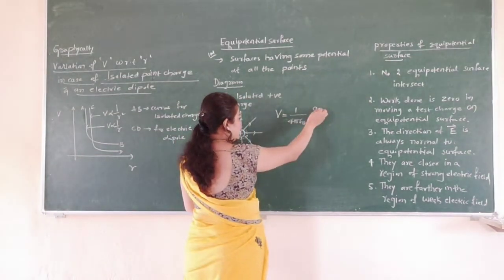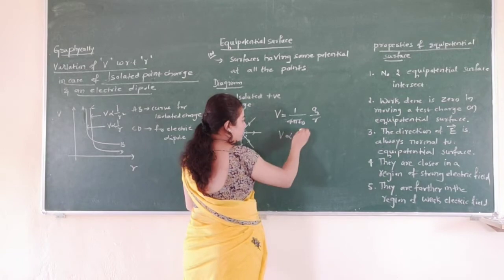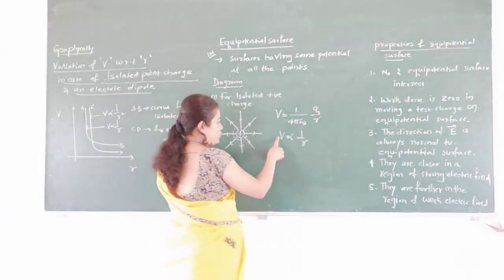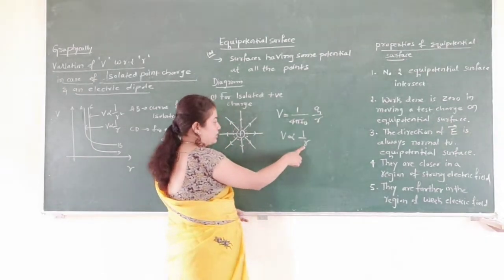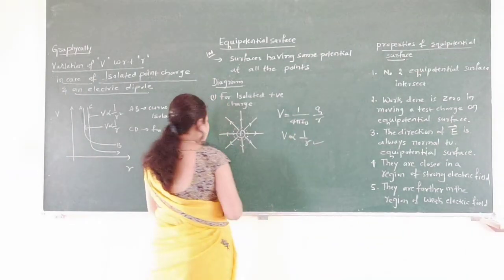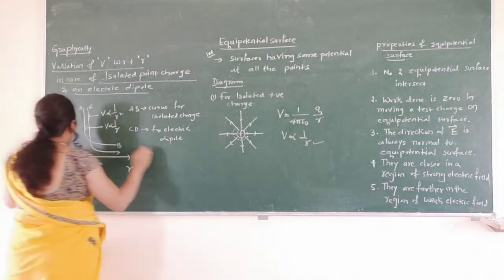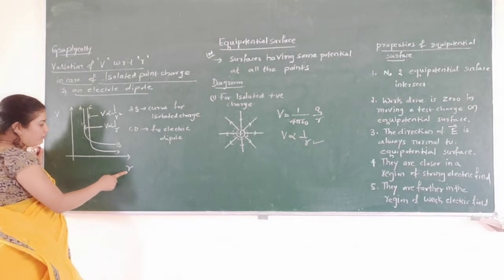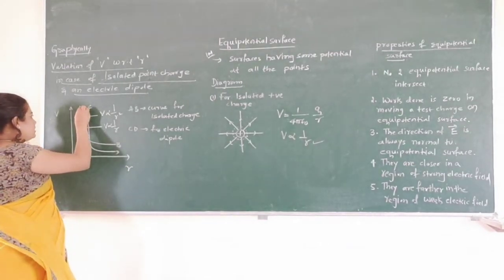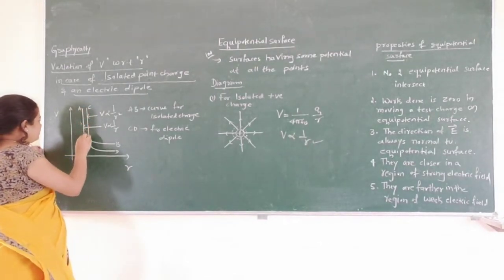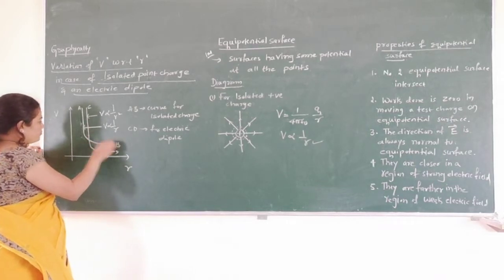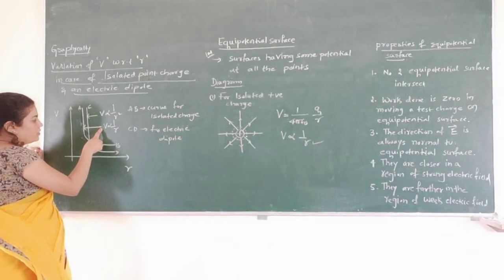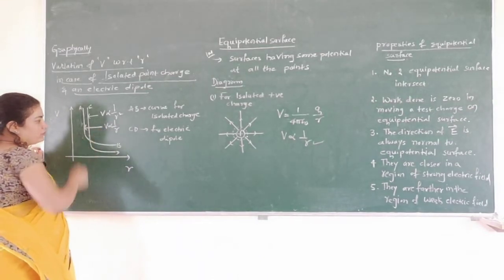For a given charge, the rest is constant, so V is inversely proportional to R. This is how electric potential varies with distance in the case of an isolated charge. If R increases, V decreases. Here we have represented it graphically. This is the variation of potential with respect to distance. For an isolated charge, this AB curve represents the variation, V inversely proportional to R.